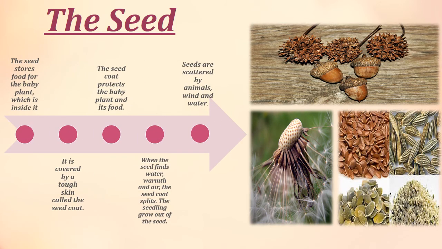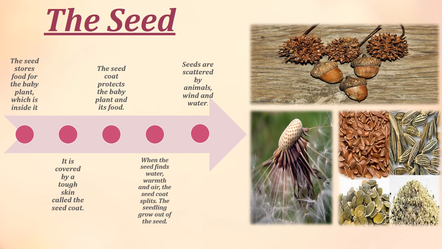The seed. The seed stores food for the baby plant which is inside it. It is covered by a tough skin called the seed coat. The seed coat protects the baby plant and its food. The baby plant rests inside the seed until it can grow. When the seed finds water, warmth and air, the seed coat splits and it is time for the seedling to grow out of the seed.